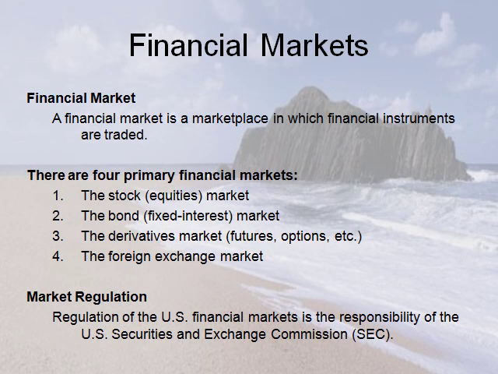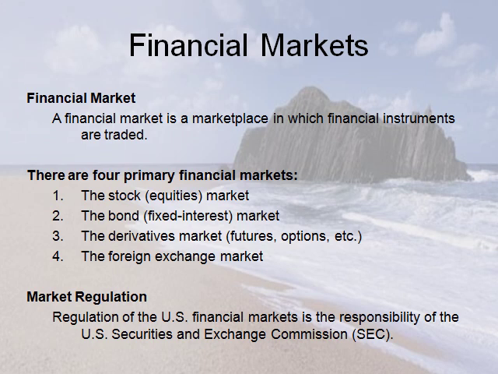Now, a financial market is a marketplace in which financial instruments are traded, and there are four primary financial markets. They include the stock or equities market, the bond or the fixed interest market, the derivatives market, and this is where futures and options contracts trade, and the foreign exchange market.